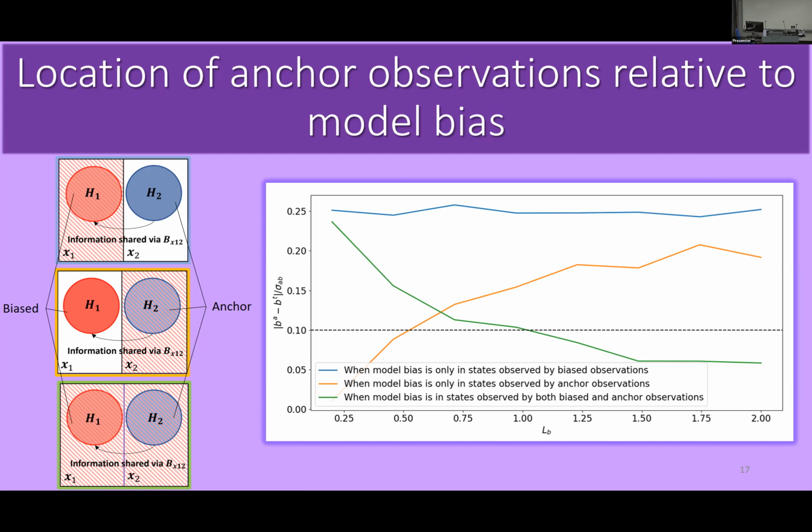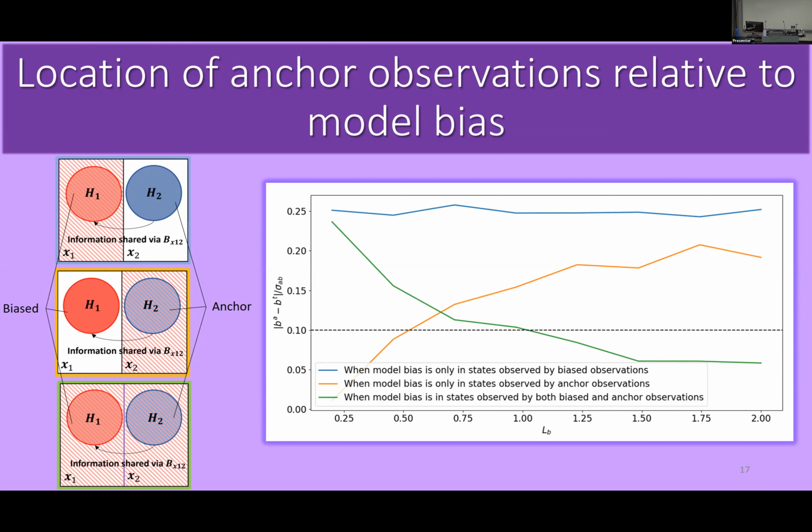So this is possibly, well, could be the worst case, because either down here, we're not using the anchor observations at all, which are obviously a really useful part of the system, or up here, the anchor observations are actually detrimental to the system. They're contaminating the system with model bias.